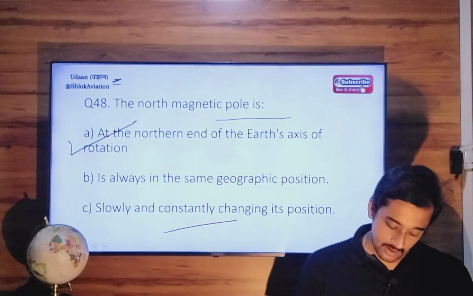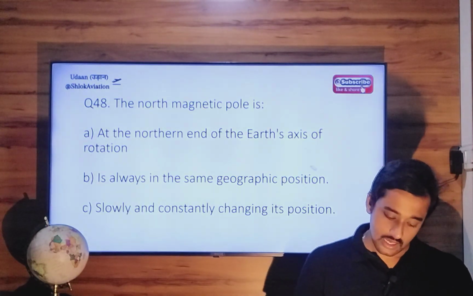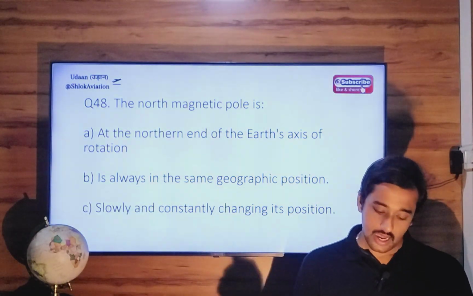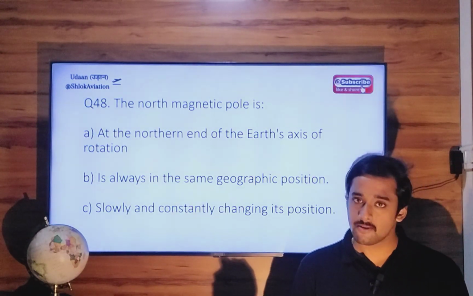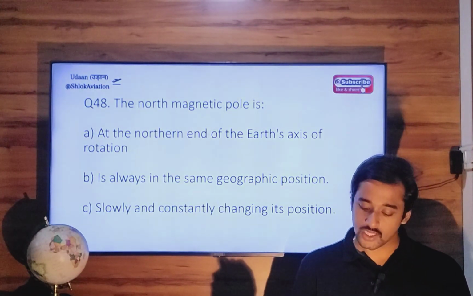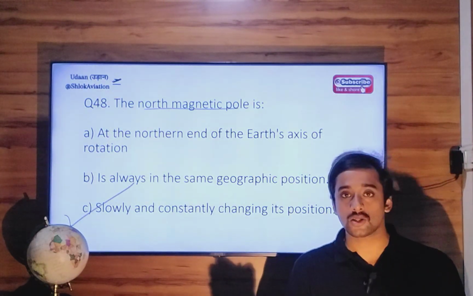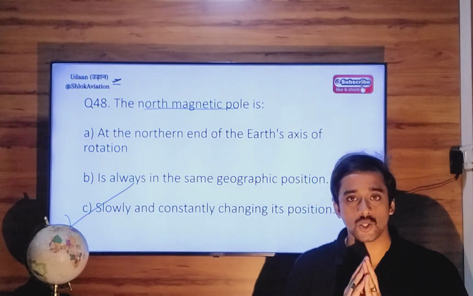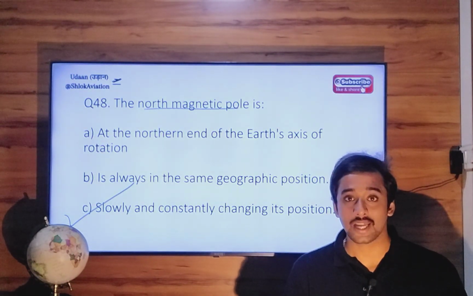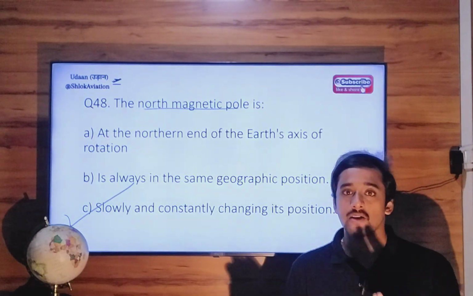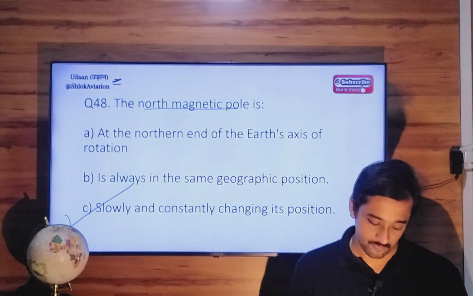48. The north magnetic pole is at the north end of Earth's axis of rotation, is always in the same position, or is slowly and constantly changing its position. So the correct answer is the north magnetic pole is constantly moving. Okay, its position is not fixed. It keeps moving around the geographic north pole. Sometimes it can be to the east of it, so we say variation east. Sometimes it can be west of it, we say variation west.